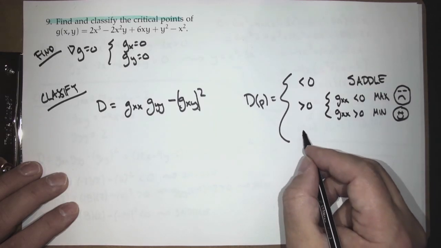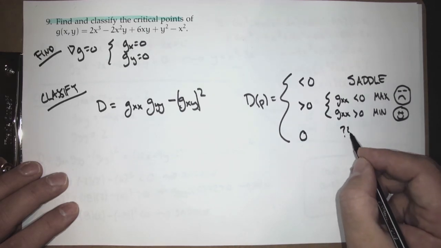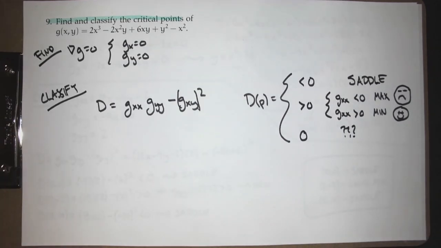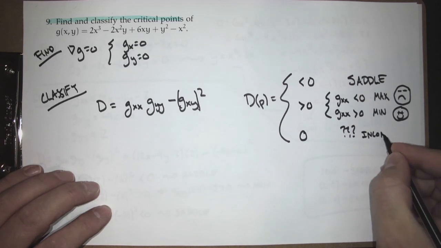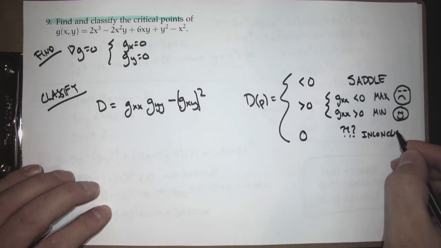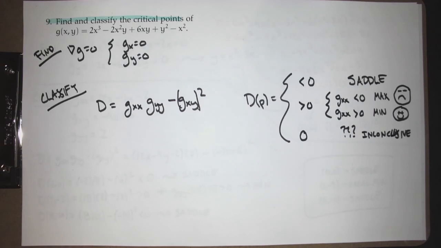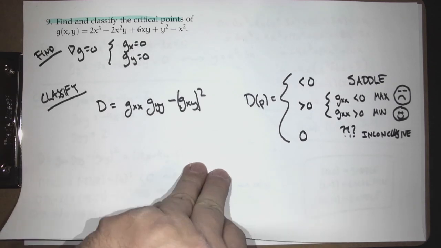Now, if we end up getting 0, what do we do? We give up, correct. That is the correct thing. You just say inconclusive. That sounds cooler than saying I gave up. But we really are just giving up because we don't have the tools to make a decision at that point. All right, so how many critical points were there? 3.